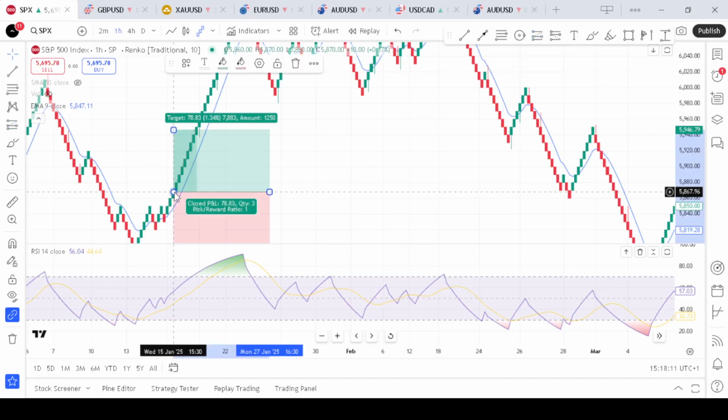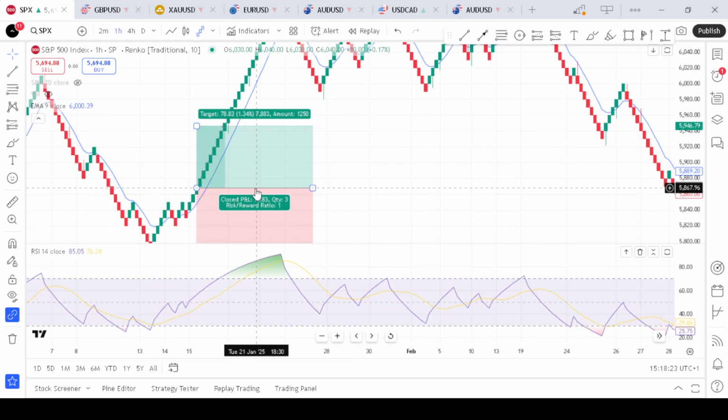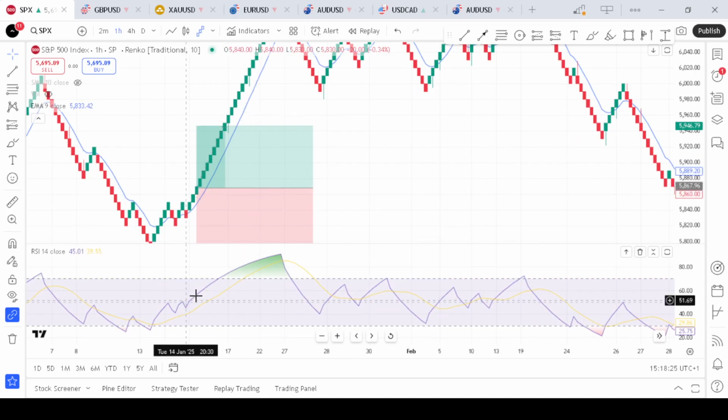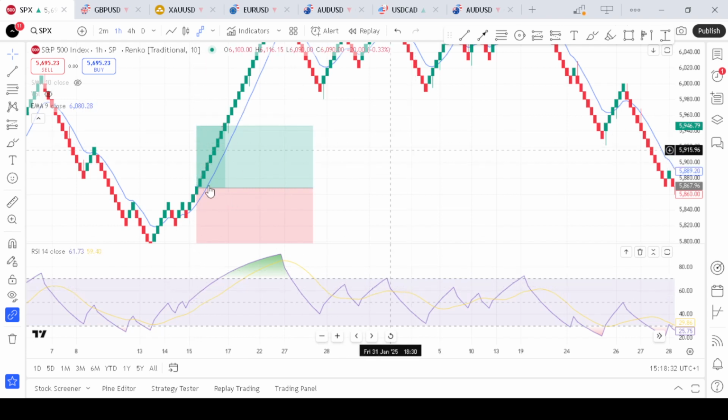Not only that, we would have to see that price is above the 9 EMA, and price is significantly above the 9 EMA. We can also see that the RSI in this area, after the three bricks, is above 50. All these align to show that we are in an uptrend.